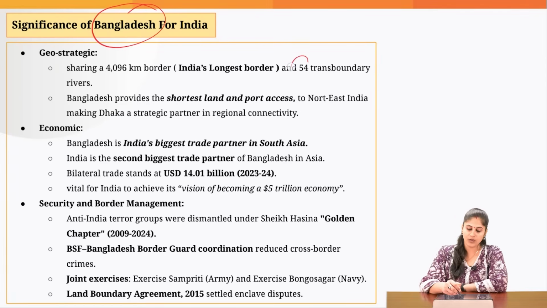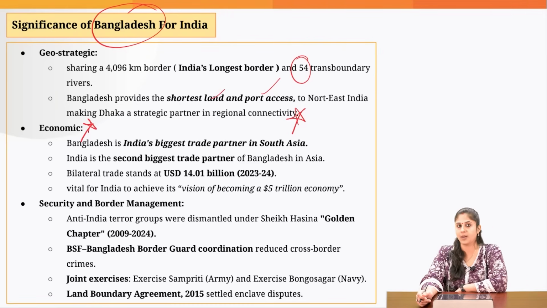And with Bangladesh, we share around 50 plus transboundary rivers. And Bangladesh provides the shortest land as well as port access and establishes India's mainland connectivity with northeast India. So it is very important from the regional connectivity point of view, as well as from the geostrategic point of view. Then it is also an important, crucial trade partner.